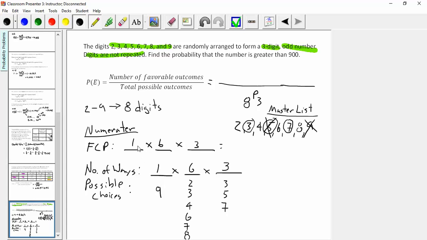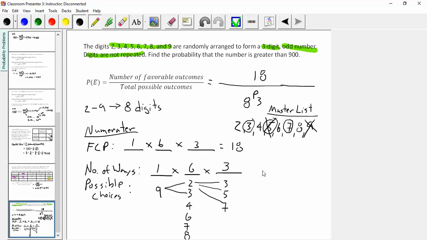I can choose the first number one way, the second number 6 ways, the third number 3 ways, and now you can kind of see the tree diagram thing going. Then we multiply those together, and what do we get? There's going to be 18 ways. And that is our numerator.